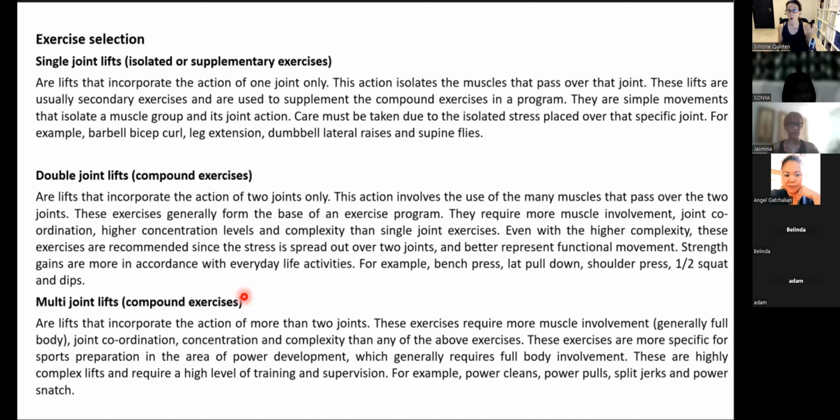Or when you do, let's say, a squat and an overhead press. So let's say you do this, and then from here you go up and do an overhead press. That one would also be a multi-joint lift, because you're using your hip, your knee, your shoulder, your elbow.